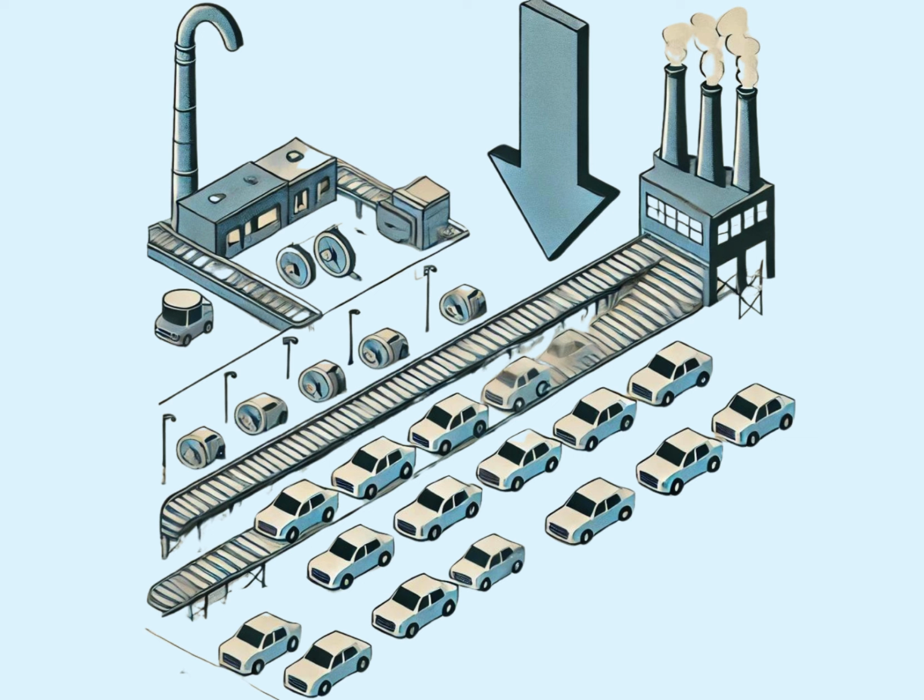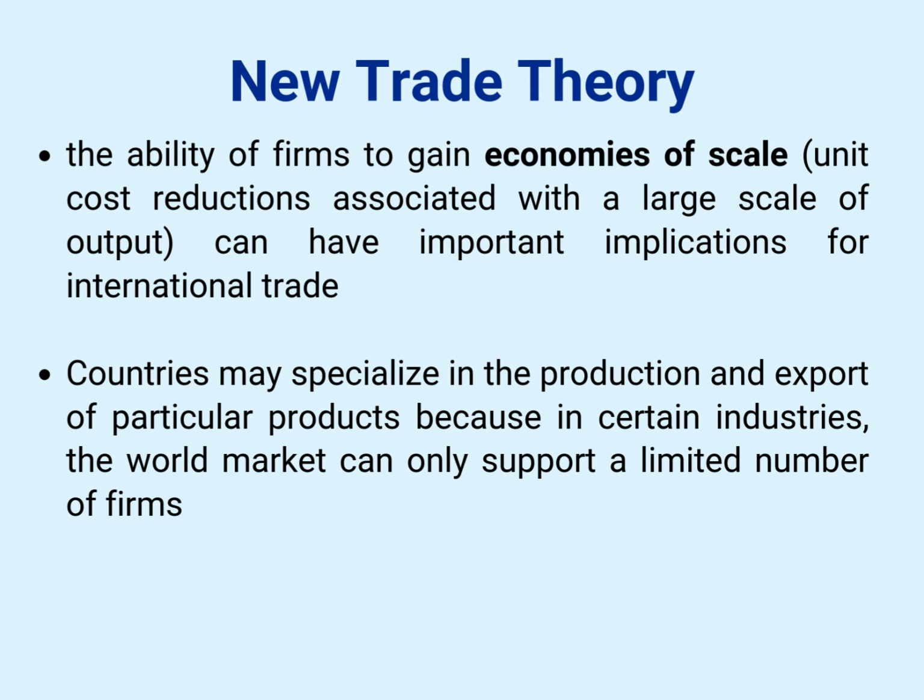By operating at a large scale, they can reduce material costs, leverage automation technology, and spread fixed costs, such as research and development expenses, over a vast number of vehicles. This allows them to achieve lower prices compared to smaller manufacturers, giving them a competitive advantage in the global market. According to this theory, when countries specialize in and export products that benefit from large-scale production, it gives them a significant advantage, especially when the market can only support a limited number of businesses.